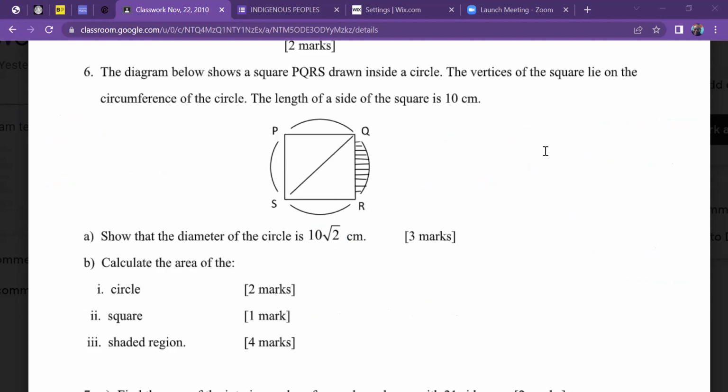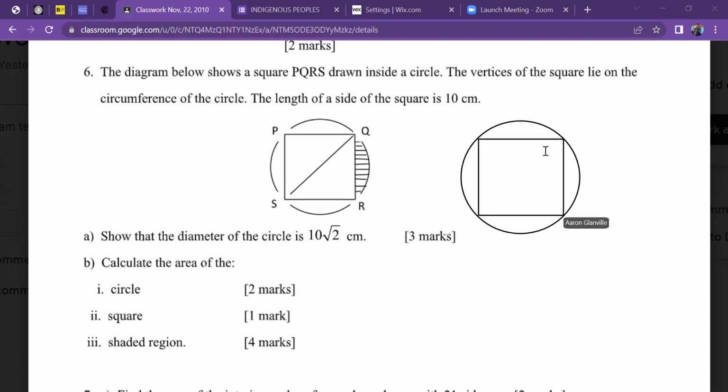And let me draw my own circle. That's circular, okay. And inside my circle, I'm going to draw a square. Hey, that's kind of good. All right, I surprised myself. Okay, so that's the circle and the square that we are looking at.